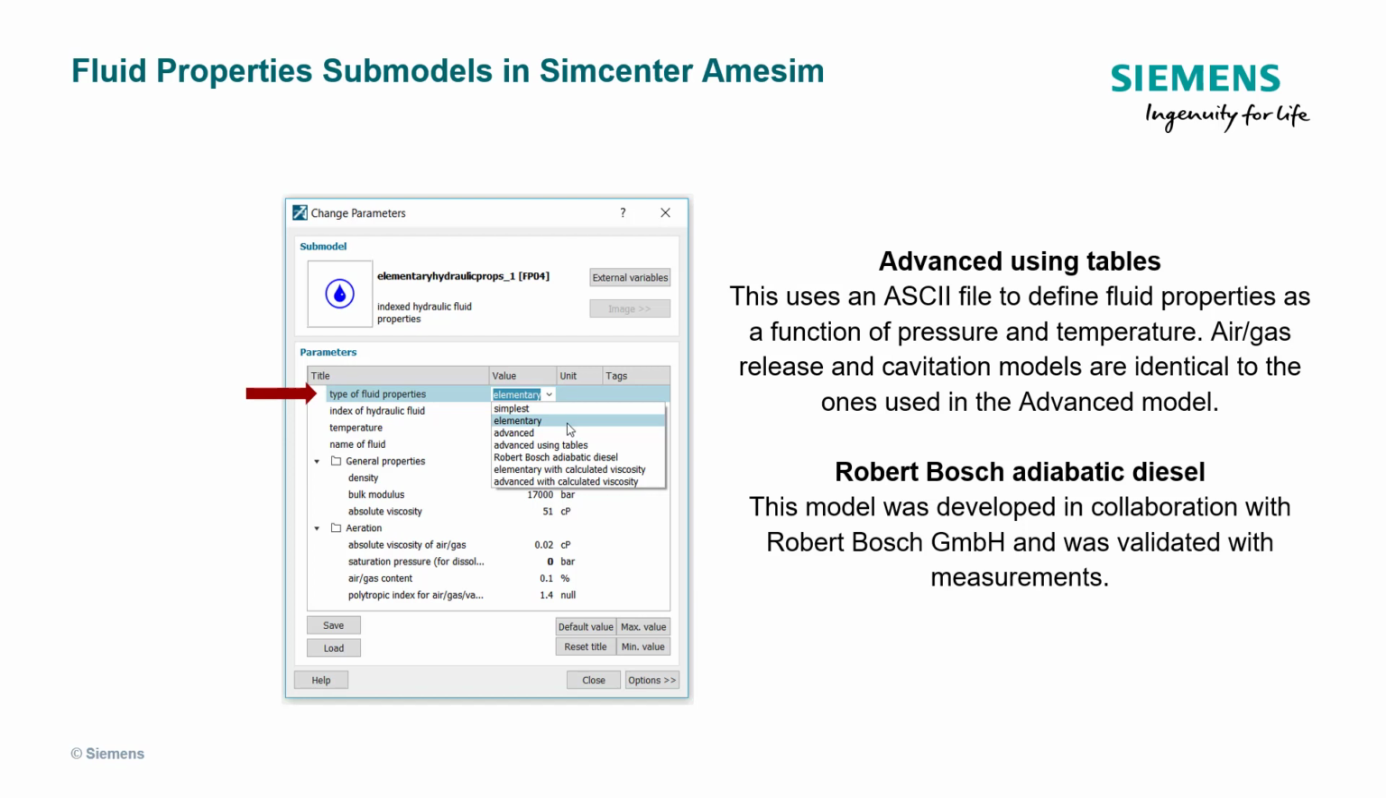There is also a dedicated fluid called Robert Bosch adiabatic diesel. It is a diesel property model developed together with Robert Bosch GmbH and validated against measurement data. So if you're going to build a diesel engine fuel system, such as injector, common rail, fuel pump, etc., this fluid property option shall be a proper choice.